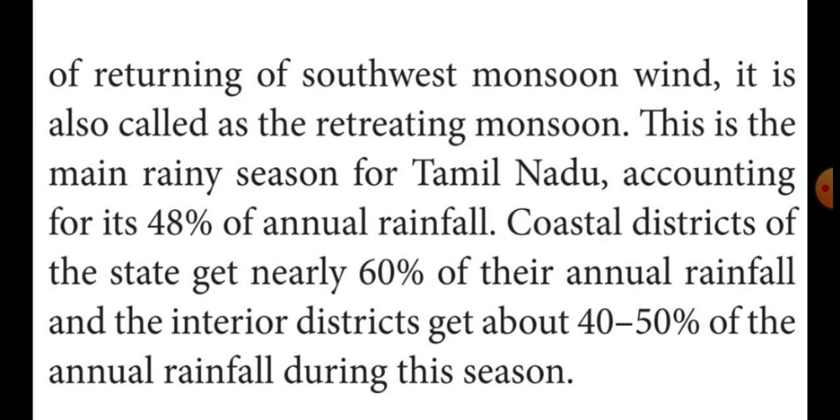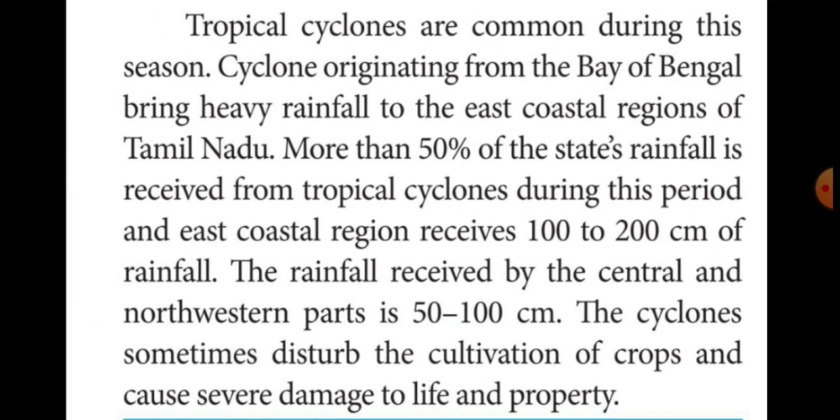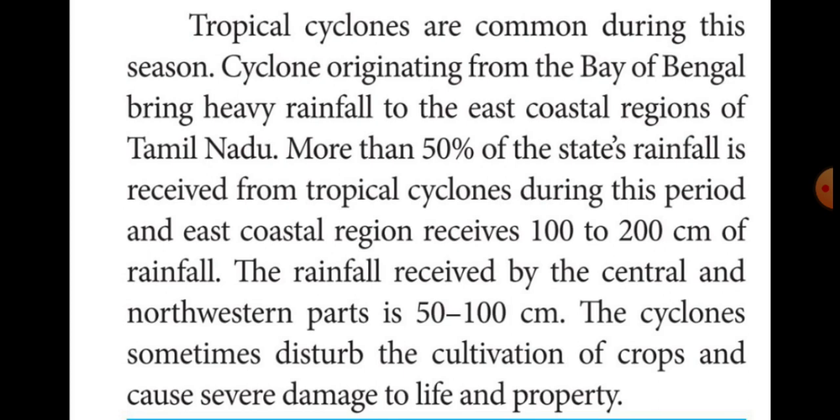In this time, we get heavy rainfall. That means we get the maximum average rainfall during this period, 48% of annual rainfall. The coastal districts get 60% of rainfall. Some of the interior districts get 40 to 50 percent of rainfall through this particular season. Cyclones also occur during this season. This cyclone disturbs our cultivation and crops, and sometimes it brings damage to our lives and property also. These are all things we learned.